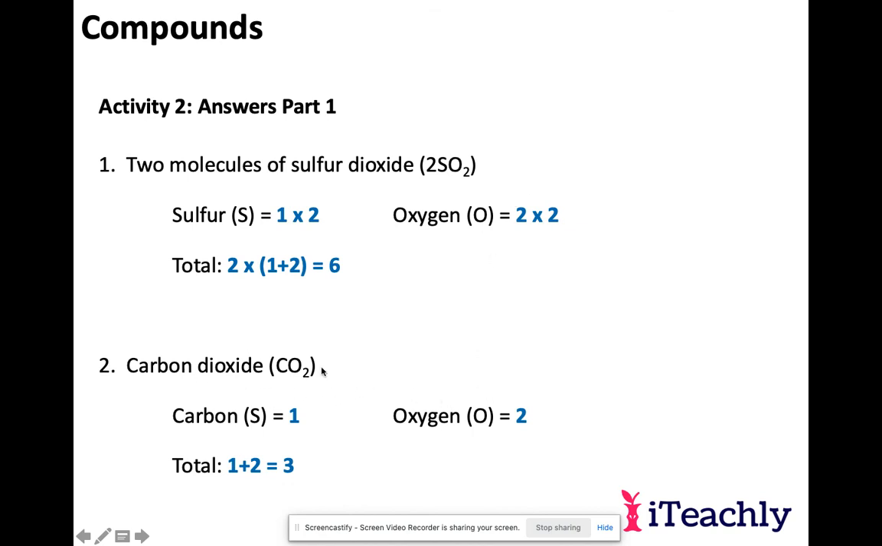So what about carbon dioxide? I don't know why there's an S there. I'm sorry. Whoops. That should be a C. So carbon, there's a subscript of 1. Oxygen, there's a subscript of 2. There's no coefficient. So 1 plus 2 equals a total of 3.